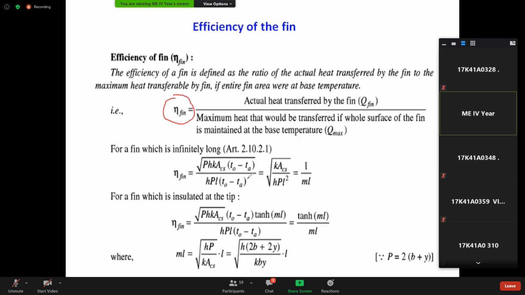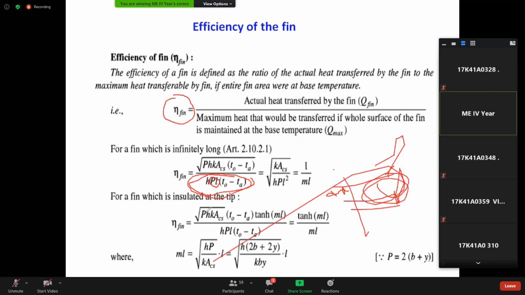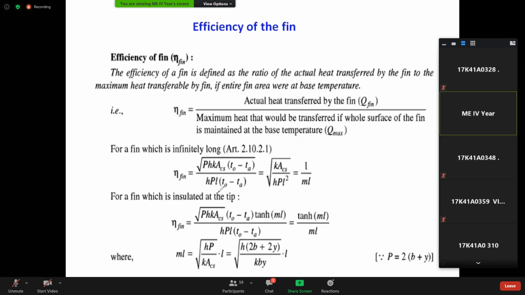This is the maximum possible heat transfer, because throughout the perimeter we have calculated, as I explained. With respect to that, if you calculate, you will get h into p into dx, for that particular element. But if you take the entire length of a particular fin, that means throughout this length, the perimeter needs to be substituted. That is the maximum heat transfer. This denominator part is the same for all three cases.